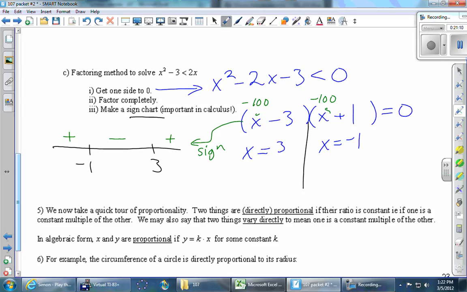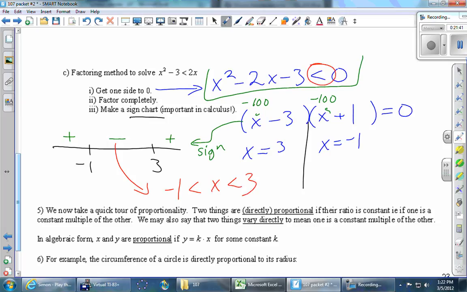Now we just have to get the answer. Remember, from the very beginning, we wanted places where x squared minus 2x minus 3 was less than 0. In other words, where it was negative. Here it's positive, here it's negative, here it's positive. Where is it negative? In between. So the answer here is all this stuff in between negative 1 and 3. Because that is where the thing was less than 0, negative. Questions on that one?